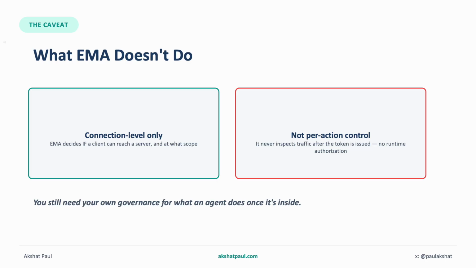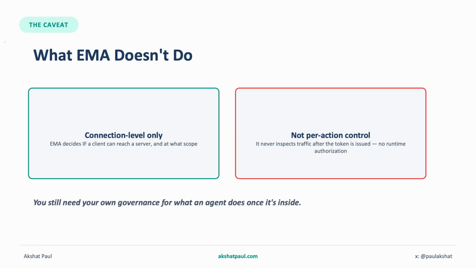Now, the part almost every summary of this glosses over, and it's the part that actually matters if you're the one deploying this. EMA is connection level. It answers exactly one question: can this client reach this server, and with what scope? That's it. It is explicitly not runtime authorization for individual actions. Once that token is issued, EMA is not watching what the agent actually does inside the server. It doesn't inspect the MCP traffic that follows.